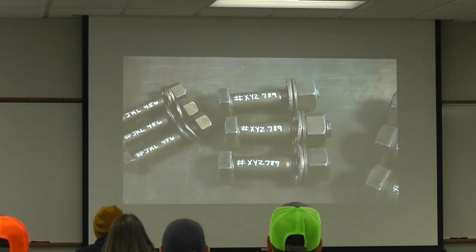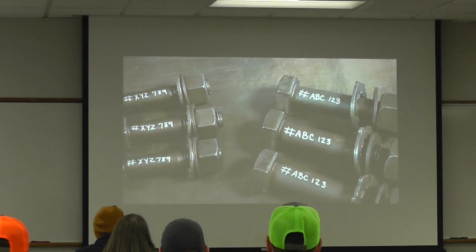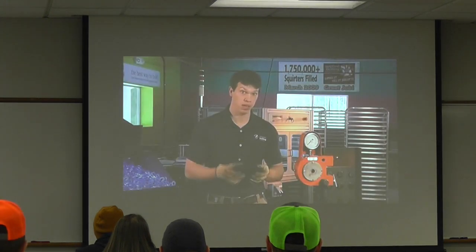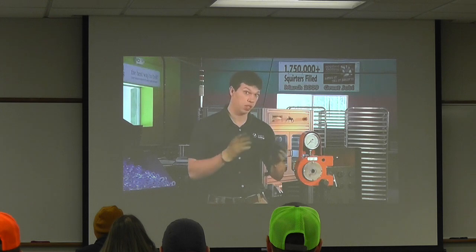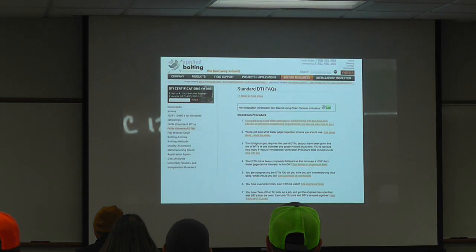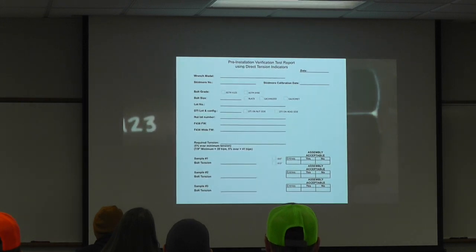So the next thing we're going to need for this test is 3 bolt assemblies for every diameter, length, grade, and lot that will be found in the steel on your job site. It's also very important that we record all the data from all these tests. We do have a handy form that can be downloaded from our website at appliedbolting.com.